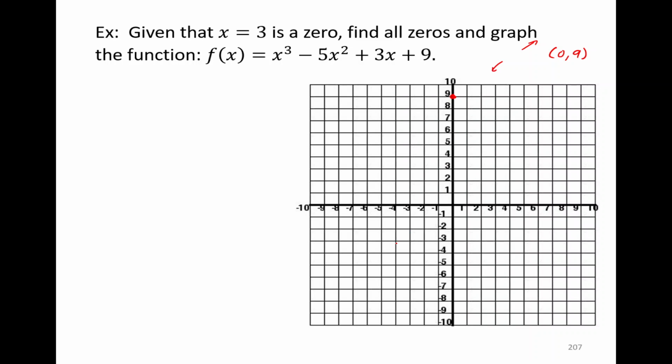And it is falling to the left. I'm going to draw an arrow going down to the left in the third quadrant, and rising to the right. I'm going to draw an arrow going up and to the right in the first quadrant.